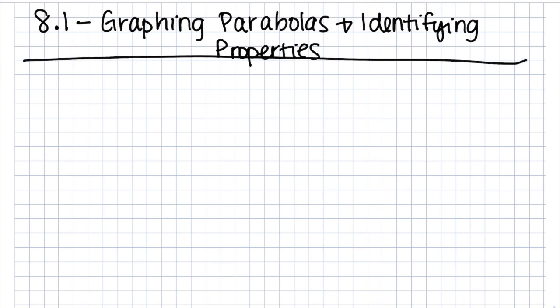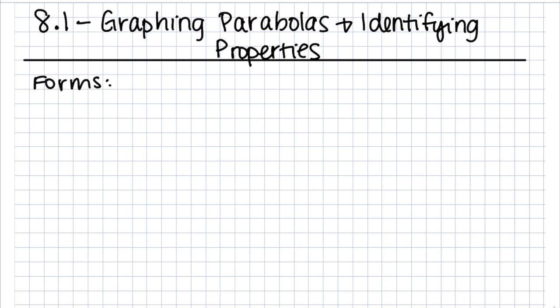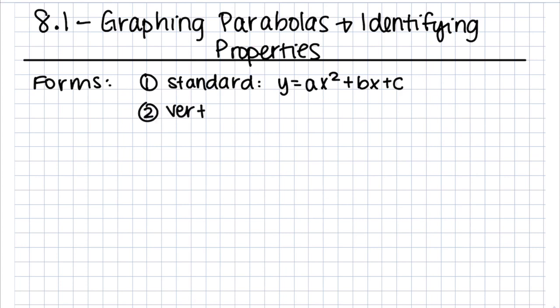All right, so we're going to start off with the different forms that we could see quadratics or parabolas in. So we have three forms. The first form is standard form, and it is y equals ax squared plus bx plus c. Our second form is vertex form. These are going to be the most common ones that you see.